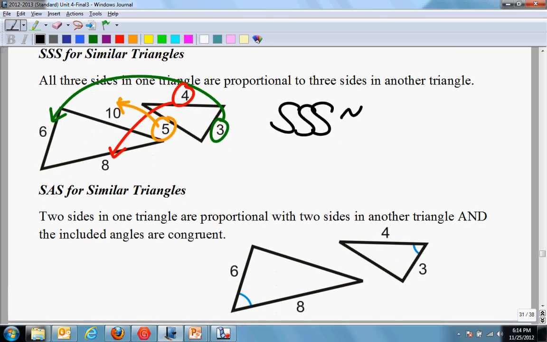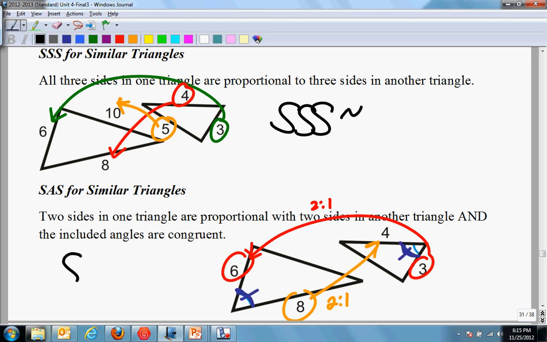Third shortcut is side-angle-side. So here we just first check our ratios, 3 to 6. Again, that's a 2 to 1 ratio from left to right. 8 to 4, left to right, is a 2 to 1 ratio. And then we have a squeeze angle in between, which is congruent. And so this is called side-angle-side similarity. Side ratios are equal with the squeeze angle in between.